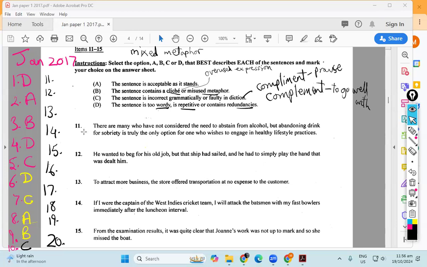Okay, so let's do 11 and 12 together. And then you will try 13, 14, 15 on your own. There are many who have not considered the need to abstain from alcohol, but abandoning drink for sobriety is truly the only option for one who wishes to engage in healthy lifestyle practices. All right, what can we rule out? Anybody sees a grammar mistake? So then it's not C, right? Anybody sees a cliche or a misused metaphor?